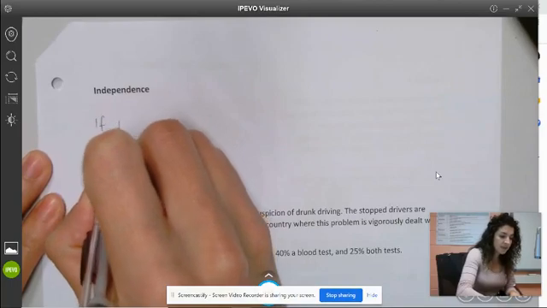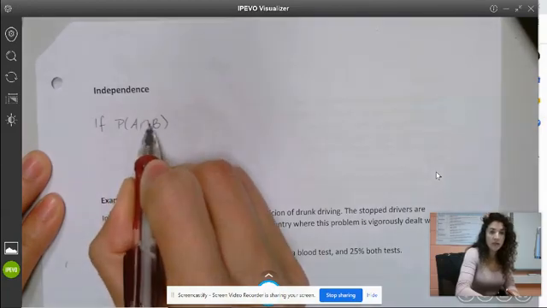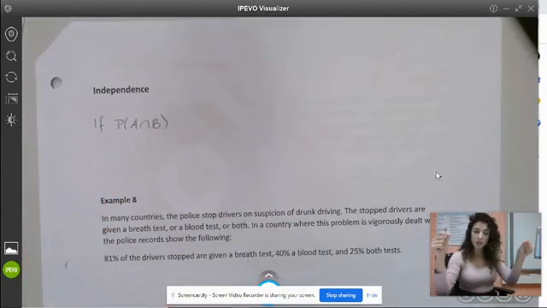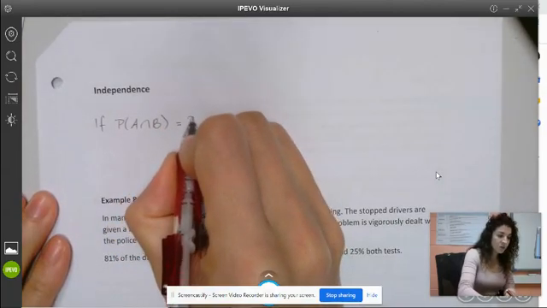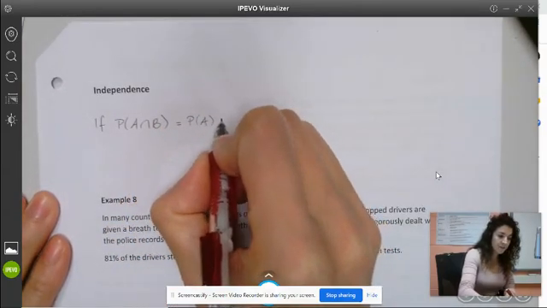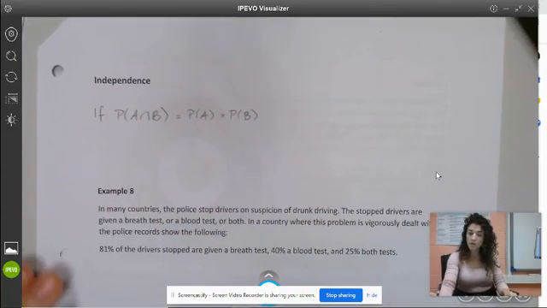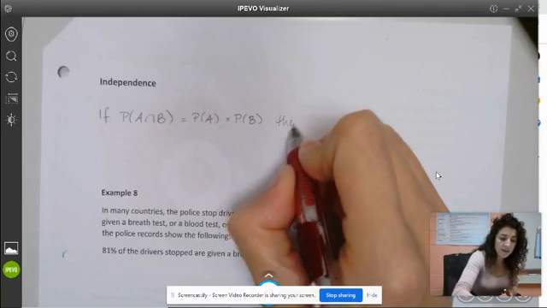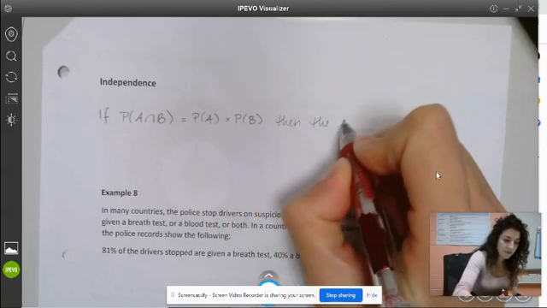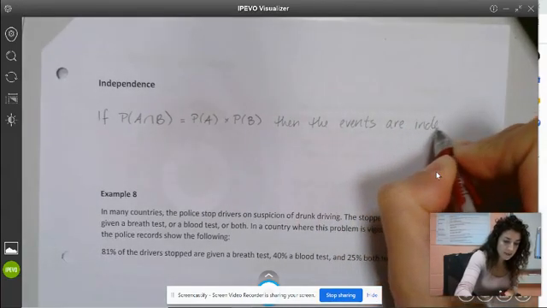The first one is that if the probability of A intersection B, so this is the bridge that connects the two, the things that they share, is equal to just the multiplication of those two events, which is pretty much what we've been doing. What's the probability of this and this, right? And then we multiply those two things together. Then the events are independent.